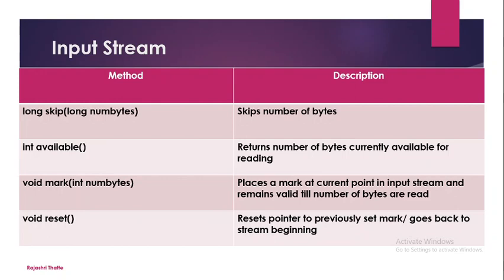So if I kept a mark at, suppose, the fifth byte in the input stream, I am reading, suppose, the 7th byte, and I call the reset method, immediately the pointer will take the position to byte 5 because the mark is available. If the mark is not available and still I am using the reset method, then the cursor or the pointer will be placed at the beginning of the input stream. So that is the use of the reset method.